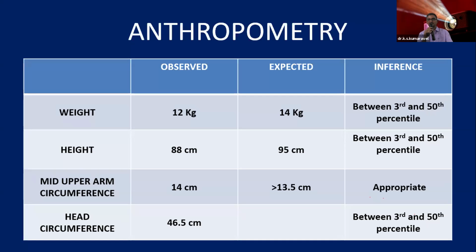Others can also answer. Does anybody want to correct? Sir, expected height in centimeters is equal to age in years into 6 plus 77, sir. Yeah, that is the correct answer.